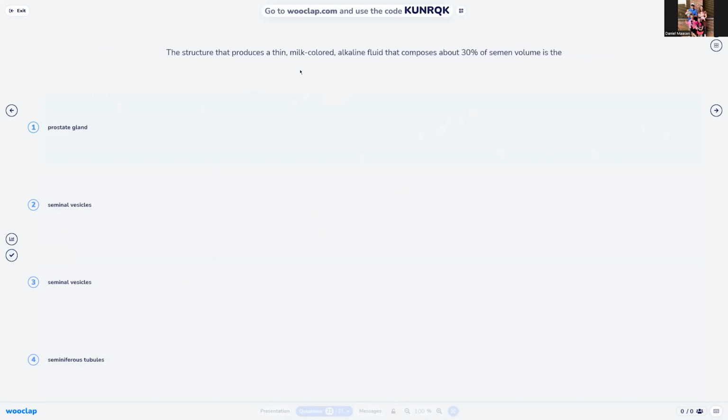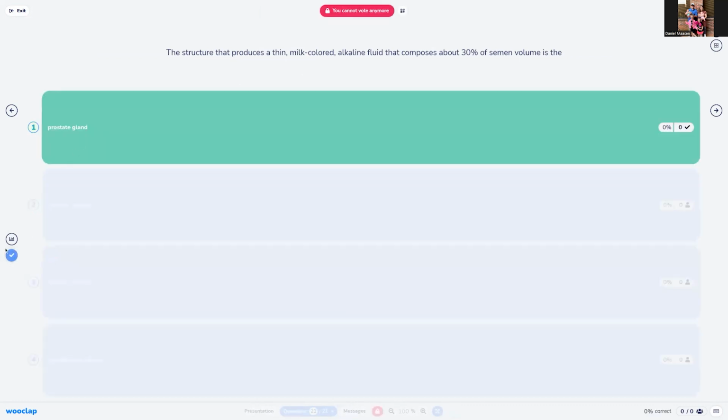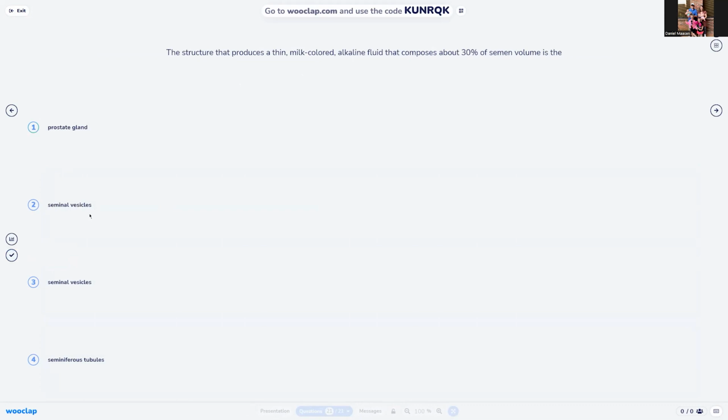The structure that produces thin, milk-colored alkaline fluid that composes about 30% of semen volume is the prostate gland, seminal vesicles, or seminiferous tubules. Well, this is kind of a weird question, but anyway, it's the prostate gland. Seminal vesicles are about 60% of the fluid volume, I think. And seminal vesicles are more of the fructose and all the nutrients needed to get them there. Milk-colored alkaline fluid, we're talking about the prostate gland.